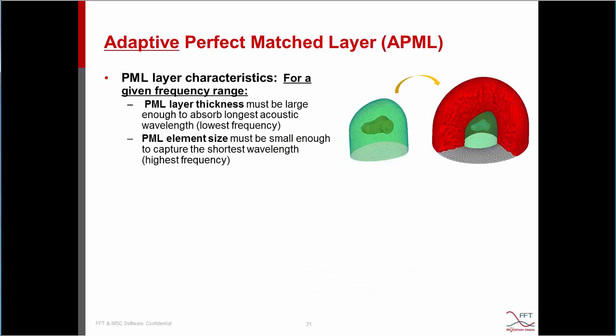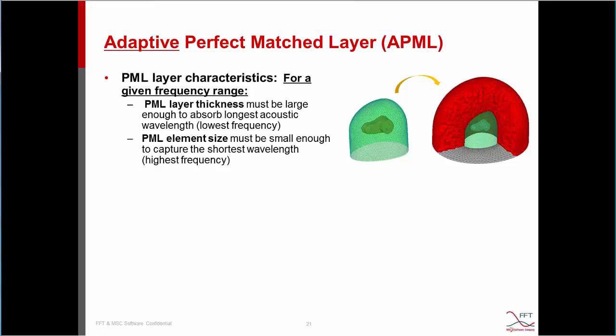So now that you know a little bit more about adaptivity, let's see how you can use adaptivity in your Actran calculation. The first component that uses adaptivity is the Adaptive Perfectly Matched Layer, or APML. So I presented the PML technology just before. Actually, for this PML layer to be effective, we need it to be thick enough to absorb the longest acoustic wavelength, and it must be meshed with elements that are small enough to capture the shortest wavelength.